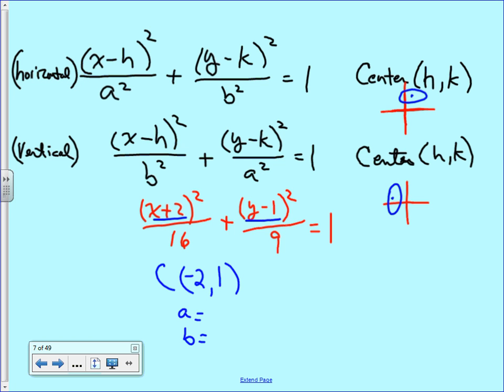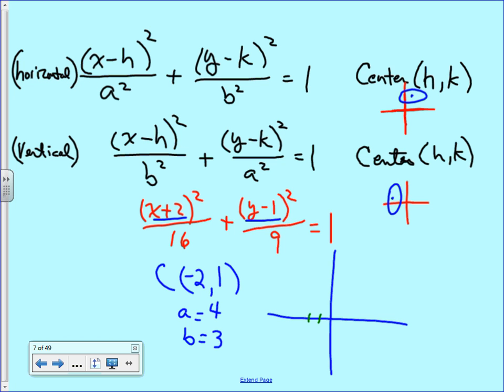And then if I need a and b, which one of these is a squared? The 16 is a squared, so a has to be 4. That makes 9 the b squared, so b is 3. And so if we were graphing this one, I'll just do a real quick hand of this one because we'll graph the next thing very nice and neatly.